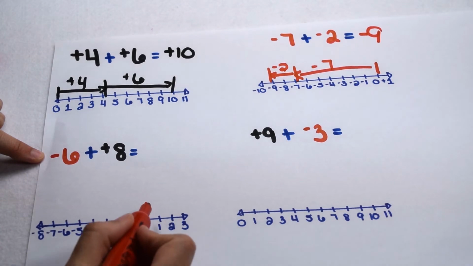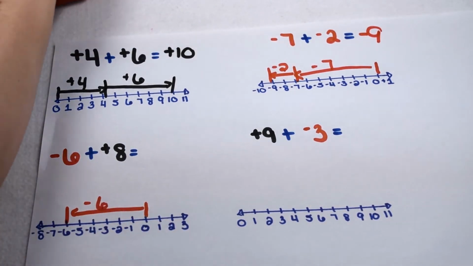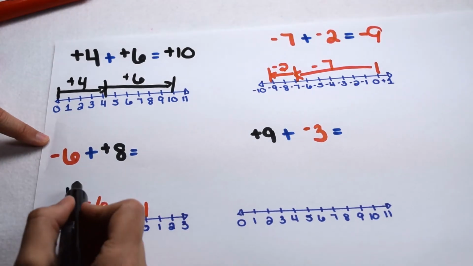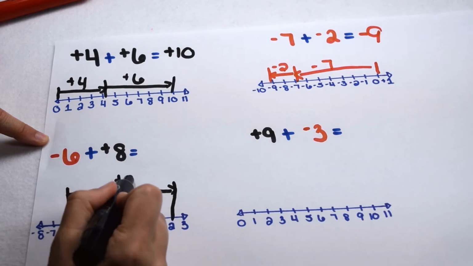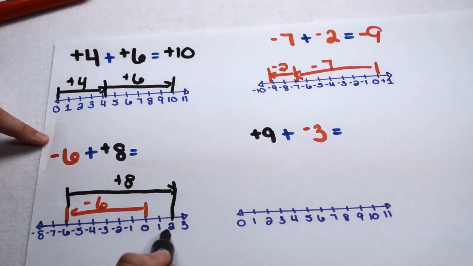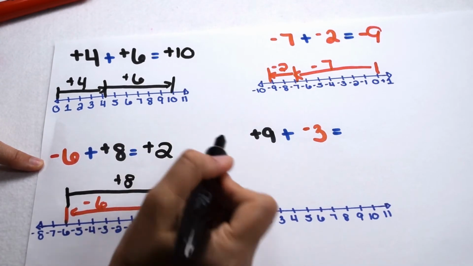Again, I'm going to start at 0, and negative 6 is going to start out by sending me 6 places to the left. To that, I need to add positive 8, which means I need to go back 8 places to the right. When I go 8 places to the right, I'm going to land at positive 2. So negative 6 plus positive 8 gives me positive 2.